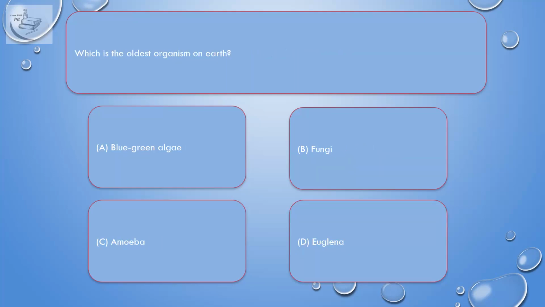Question: which is the oldest organism on Earth? A. Blue-green algae, B. Fungi, C. Amoeba, D. Euglena. Correct answer is A. Blue-green algae.